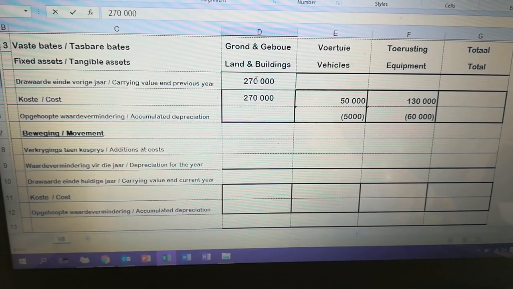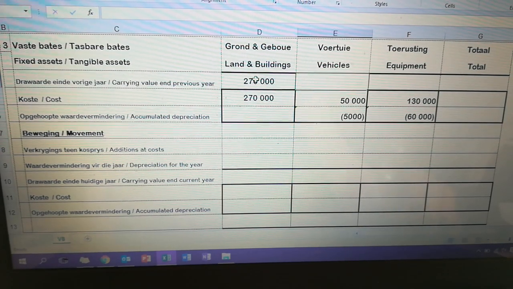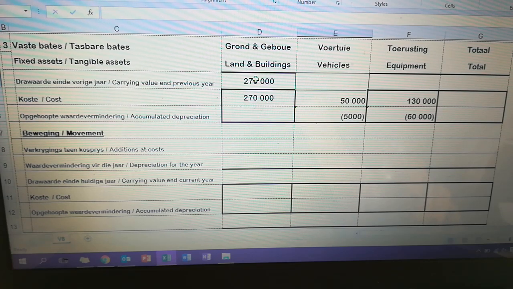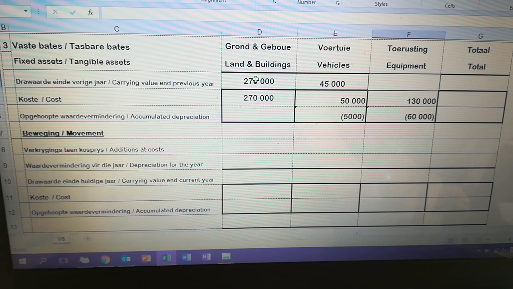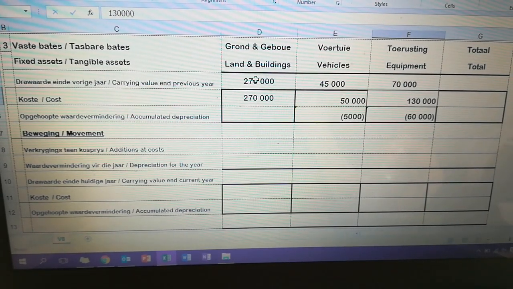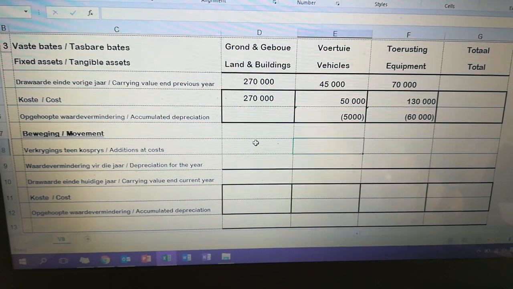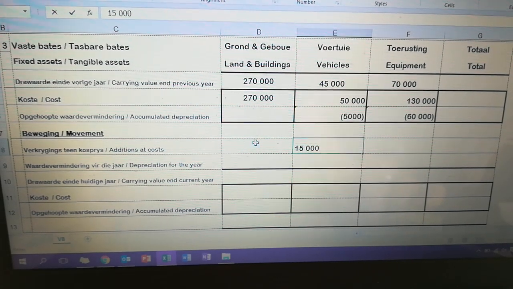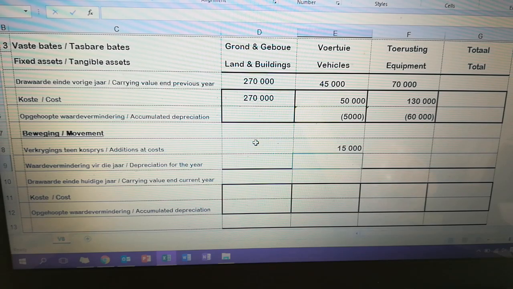So we are going to have 270,000 rand at our land and buildings. Our vehicles will be 50,000 minus 5,000, so that is 45,000. And then our equipment is 130 minus 60, so that then will be 70,000 rand. Alright, so that is my carrying value. Then if we buy some new assets, we will write it at additions. So say for example we've bought new vehicles of 15,000 rand during my financial year.